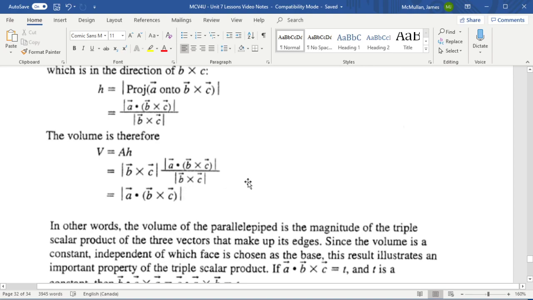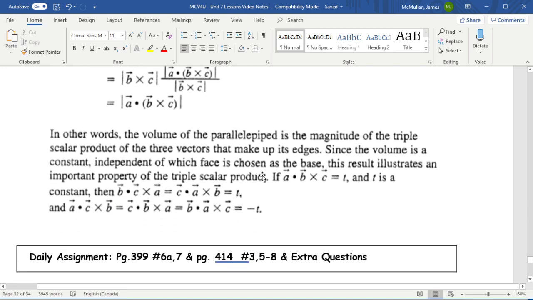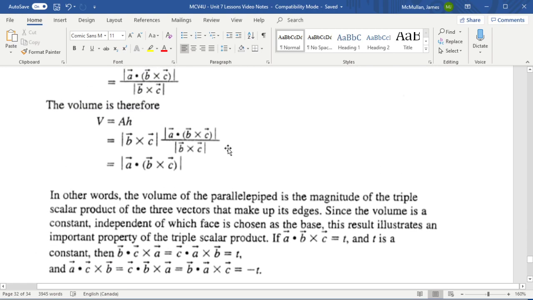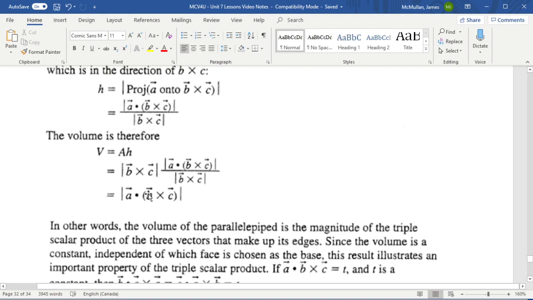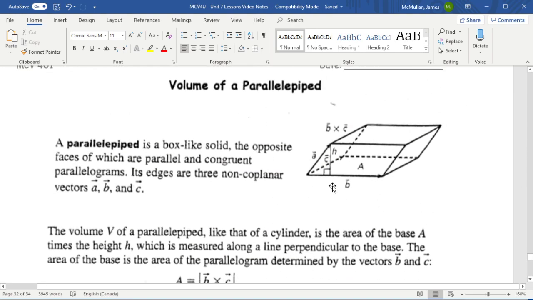The idea of projecting onto the normal is something we'll come back to next unit anyway. I don't think it's a huge priority for right now, but it is an interesting thing to try to think about in anticipation of what we're doing next unit. So you would cross any two vectors you want, and then you would dot that with the third vector, and that would tell you the volume of this shape.